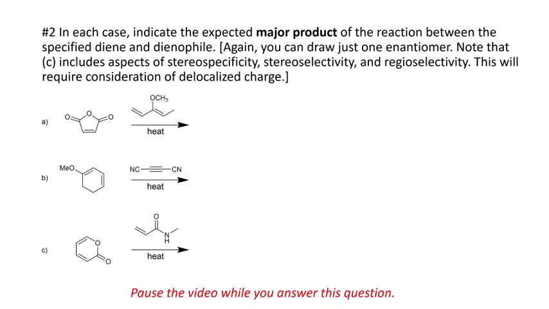Next. Number 2, in each case, indicate the expected major product of the reaction between the specified diene and dienophile. Again, you can draw just one enantiomer. Note that C includes aspects of stereospecificity, stereoselectivity, and regioselectivity. This will require consideration of delocalized charge.